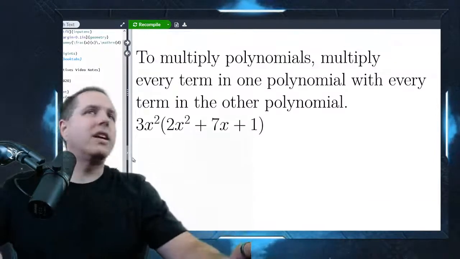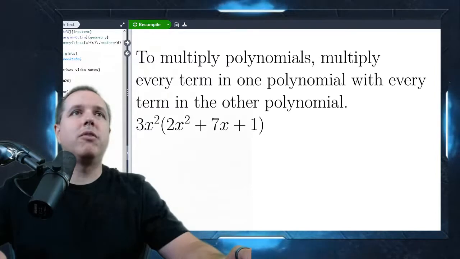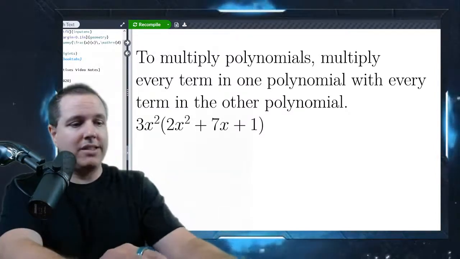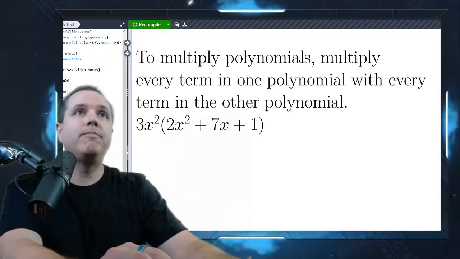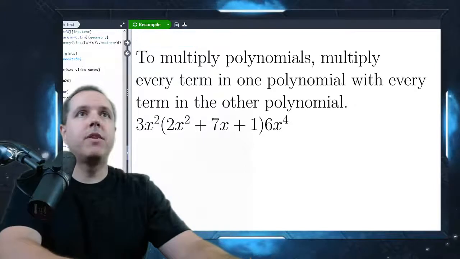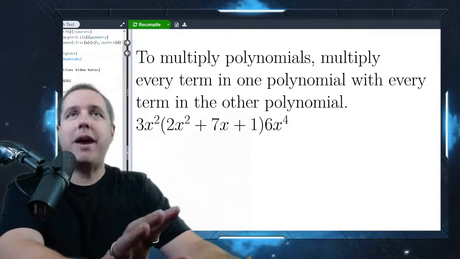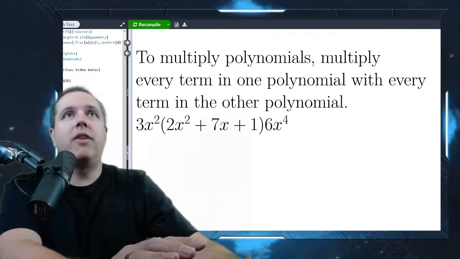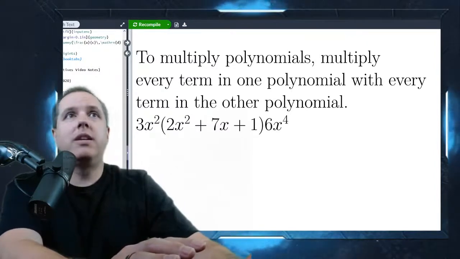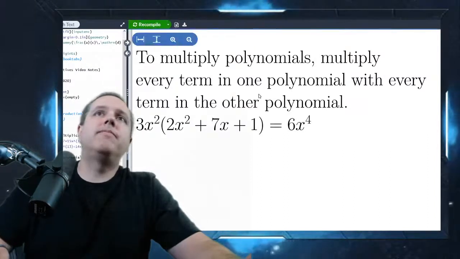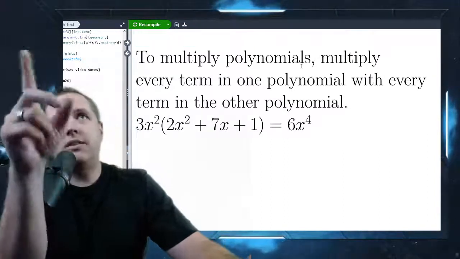Okay, so let's see. I think I have enough room. Let's be brave and try to do it. Okay, so 3x squared times 2x squared would give me 6x to the 4th. If I make a mistake, tell me. I'm trying to do math and teach and stream at the same time. So if I mess something up, let me know in chat politely. It's my equal sign. There we go. So we get 6x to the 4th.